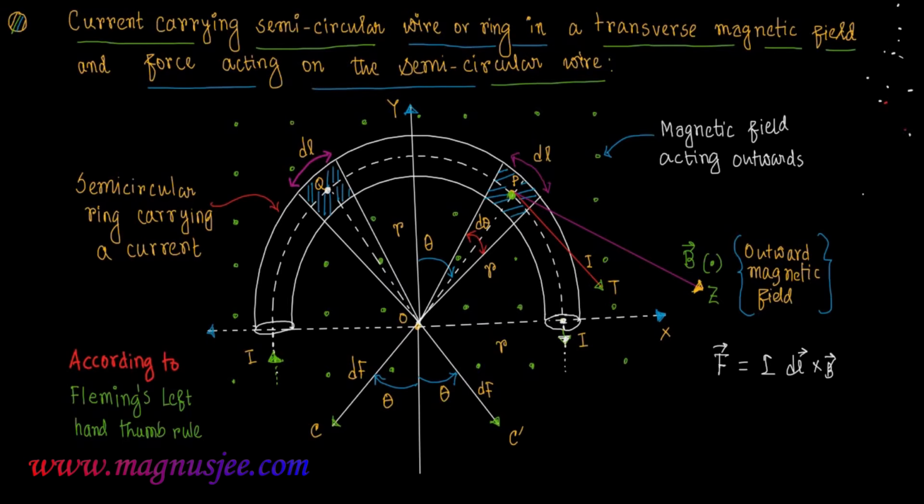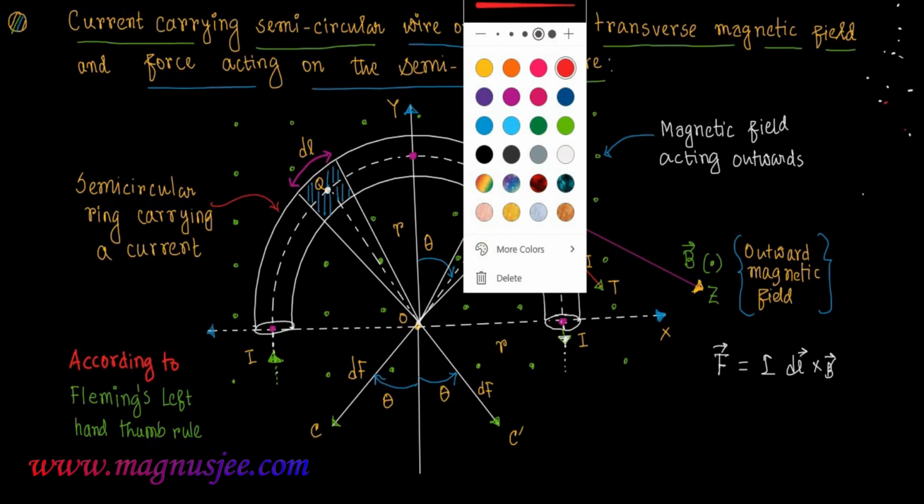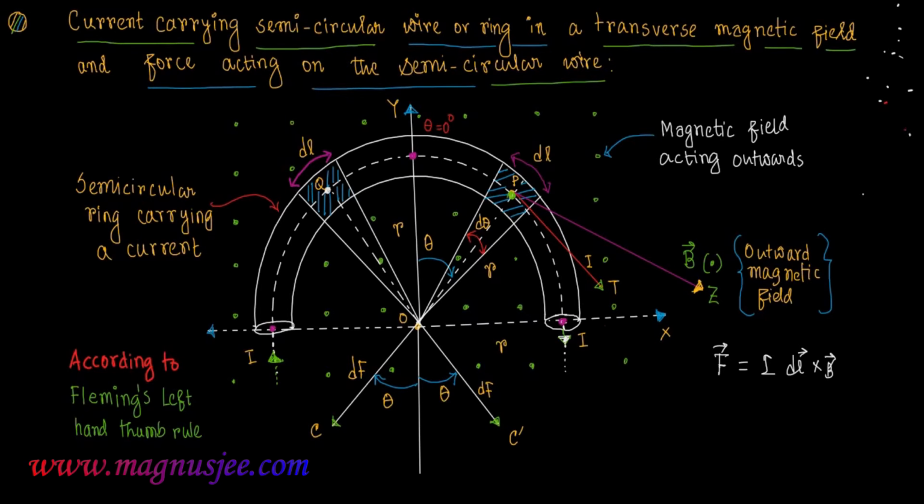Now, this force df along OC can be resolved into two rectangular components. At the two ends of the semicircular wire or ring, the angle theta is equal to pi by 2, and at the other end the angle theta is equal to minus pi by 2. The component of the force df along the vertical direction is df cos theta.